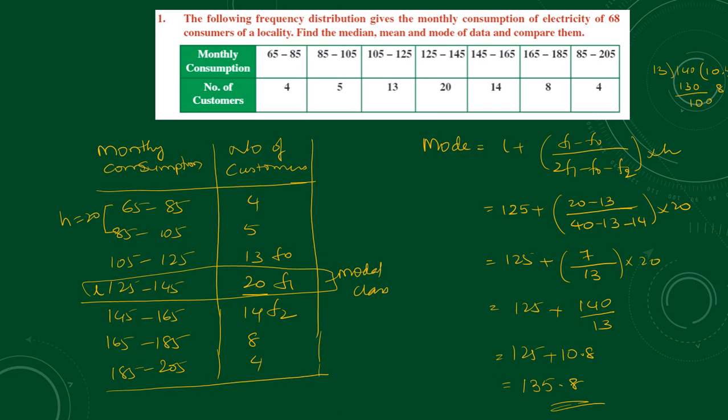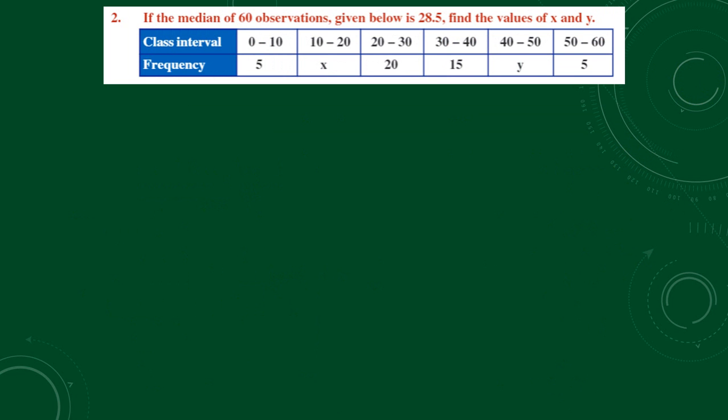Next, moving on to the second question. If the median of 60 observations given below is 28.5, find the values of x and y. So he has given the median. The median of the given data is 28.5. You need to find out the unknowns x and y. This is one of the important questions, mostly asked in examinations, right? What he has given: the class interval, and the second column is frequency.